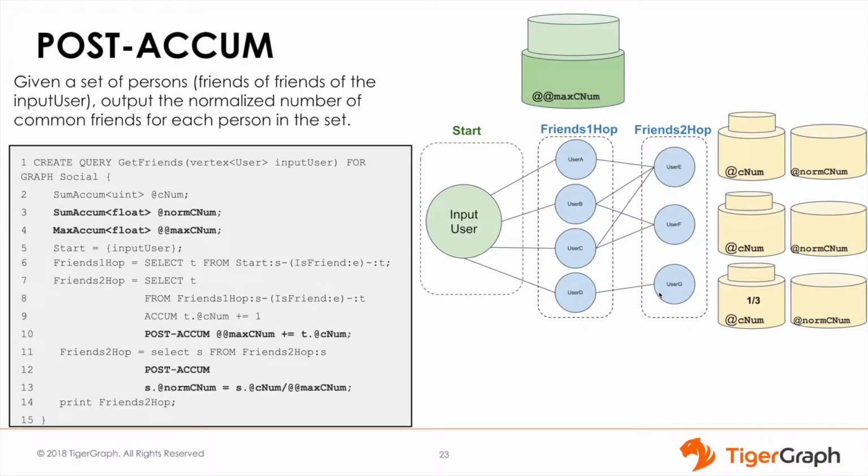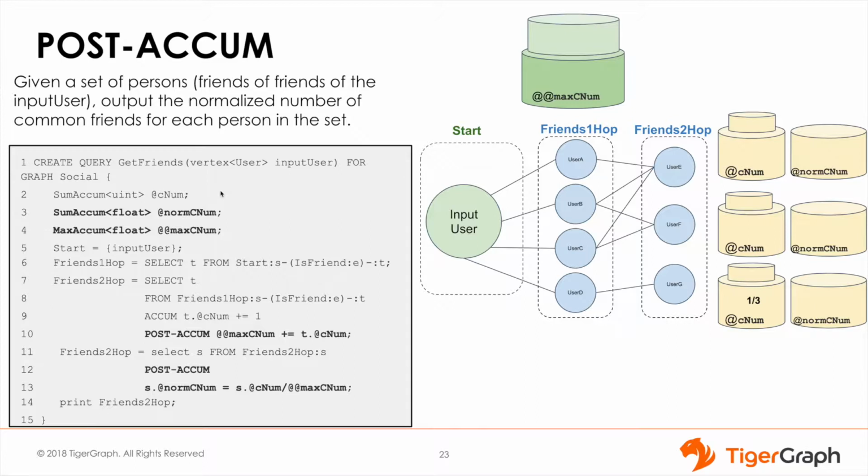In this query example, we're going to be finding the normalized value of the number of common friends with the input user. A normalized value is the value of each number divided by the maximum value of all numbers. We'll be accepting an input vertex of type user, and we'll use a MaxAccum for the global accumulator, and a SumAccum for the two local accumulators.